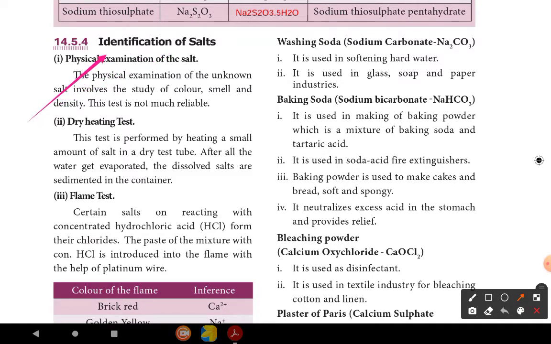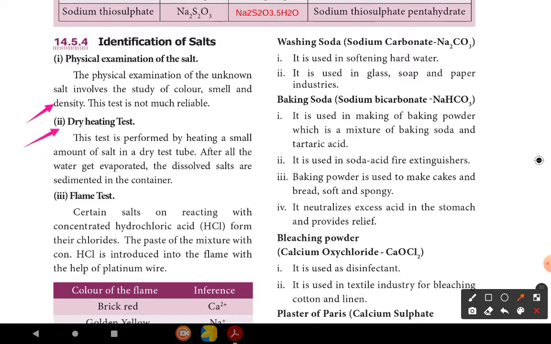Identification means what was the meaning of identify? Finding out. What is the salt? To find out what salt it is. That's what is called as identification of salt. The first one is physical examination. And then let's go on to the second one, and that is dry heating test.